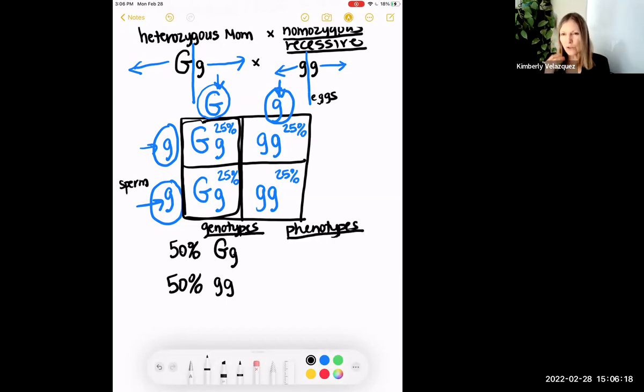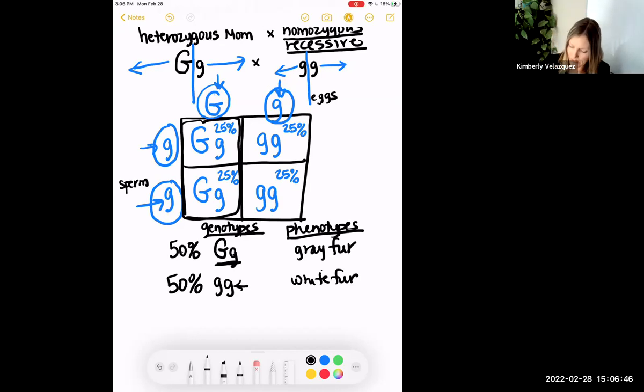Remember that big G, little g, heterozygous, those are going to be gray fur. And little g, little g, homozygous recessive, that's going to be white fur. So on average, 50% of the offspring are going to be gray and 50% are going to be white. Just so happens they end up looking just like the parents in this cross.